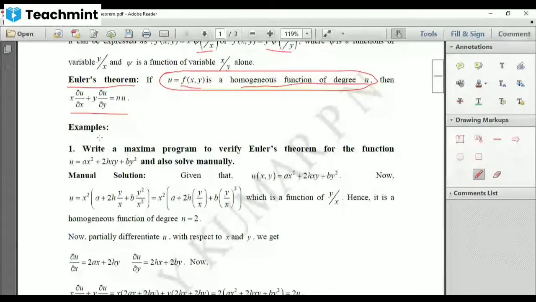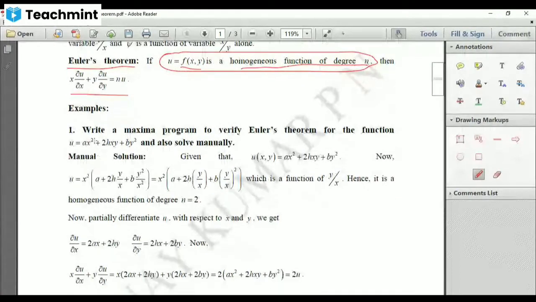The first one is: write a Maxima program to verify Euler's theorem for the function u is equal to ax square plus 2hxy plus by square, and also solve manually. First, let us solve this one manually. Then afterwards, we'll write the Maxima program. So what is your given function u, or simply you can write u of x comma y, doesn't matter, u or u of xy is equal to ax square plus 2hxy plus by square.